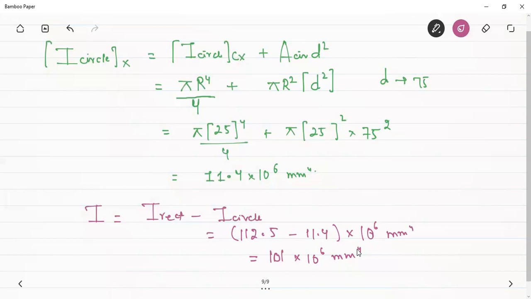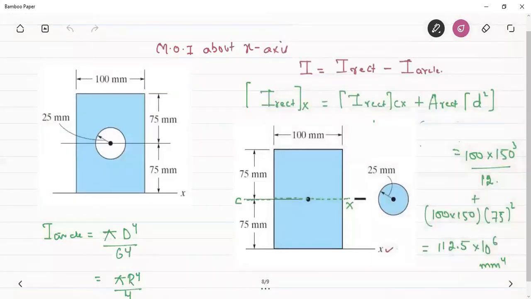In the L section, we had to add those two moments of inertia because that combined figure would have been given by the addition of those two rectangles, and here the shaded figure would have been given by the subtraction of the circle from the rectangle. Hope this is clear. I expect the students to solve further questions from the book.